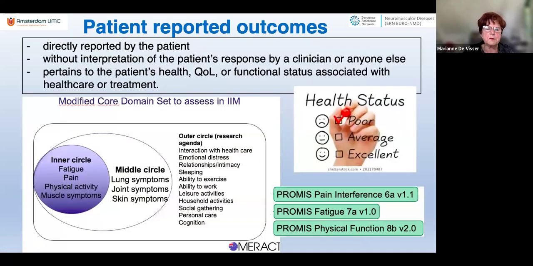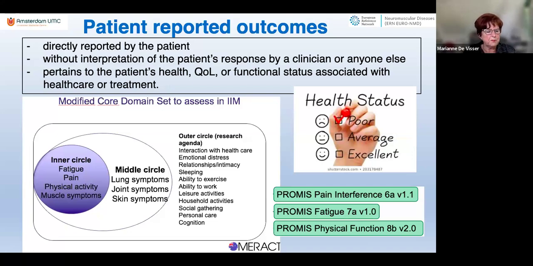This gives me the opportunity to elaborate a little bit on patient-reported outcomes. They are, as the name indicates, directly reported by the patient without interpretation of the clinician or anyone else, and pertain to the patient's health, quality of life, or the functional status associated with healthcare or treatment. So they express the lived experience by the patient.